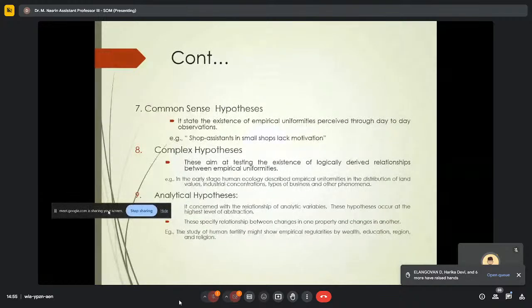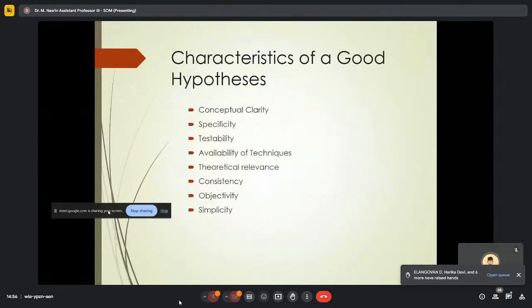Then again, analytical hypothesis. Based on some analysis, analytical variables, the hypothesis will be framed. For example, a study of human fertility might show up empirical regularities by wealth, education, region, and religion. So see, this is very, very specific. We can obtain analytical data very easily from each category.